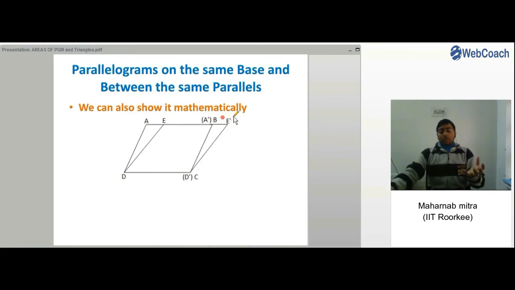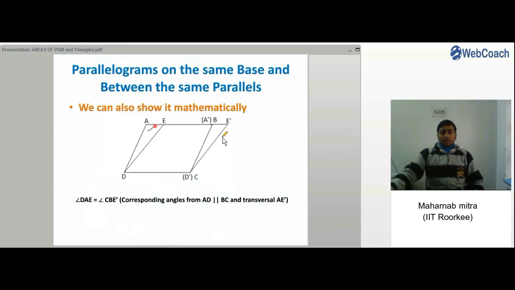And we can also show this mathematically by showing that these two areas are actually the same. If we add the area of the central part with any one of these areas, we will get the area of the parallelogram. If we add the central part with the left hand side part, we will get the area of the older parallelogram. If we add it with the right hand side part, we will get the area of the new parallelogram. So let us show that these two areas are the same.